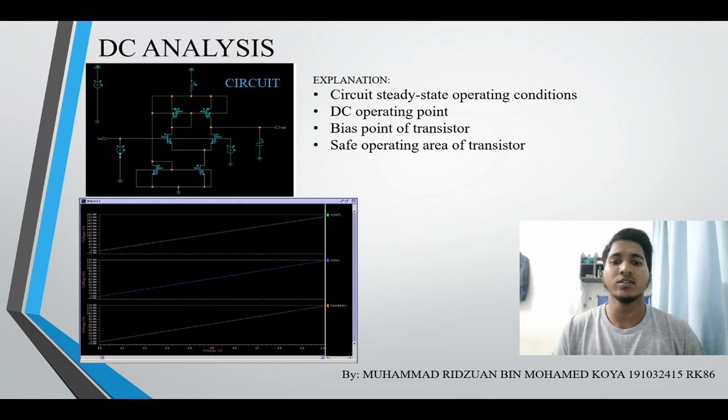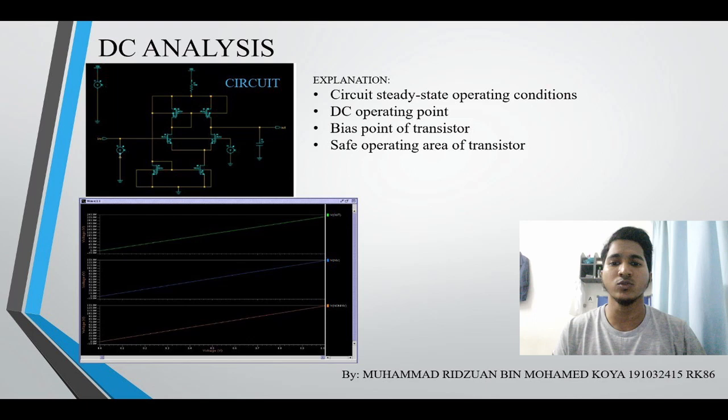DC analysis of a one-stage amplifier circuit is important because it provides important information about the circuit's steady-state operating conditions. The DC operating point, also known as the quiescent point, is the point at which the circuit is in a stable state with no input signal applied. This point is determined by the DC voltages and currents in the circuit, and is a crucial factor in determining the overall performance of the circuit. Additionally, the DC analysis is important for determining the bias point of the transistors, which is the point at which the transistor is operating in its most linear region.